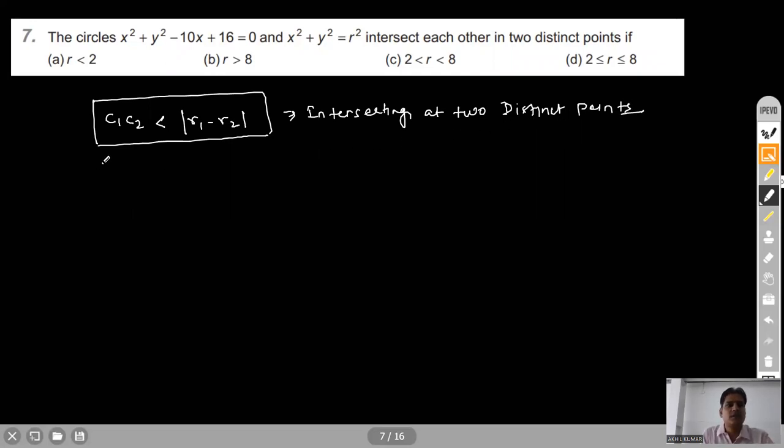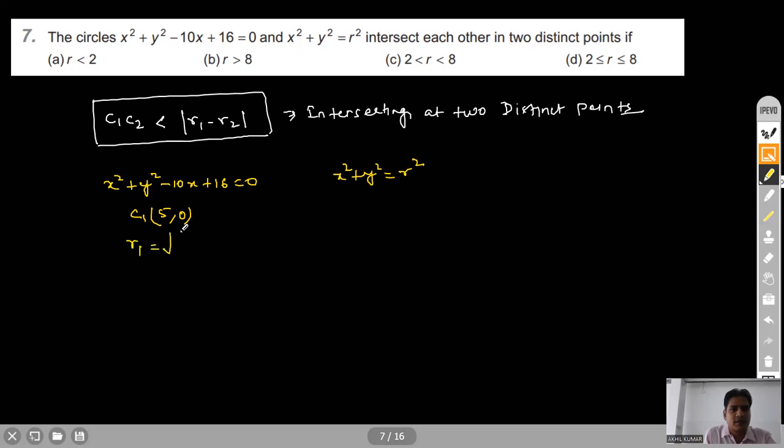Okay. So if you see the equation of circles, it is given that x square plus y square minus 10x plus 16 is equal to 0. And our other circle is x square plus y square is equal to r square. So what is the center of this circle? It will be 5 comma 0. Okay. And what is the radius of this circle? It will be root of 25 minus 16, that is nothing but 3. And what is the center of this circle? It will be 0 comma 0. And radius is nothing but r.